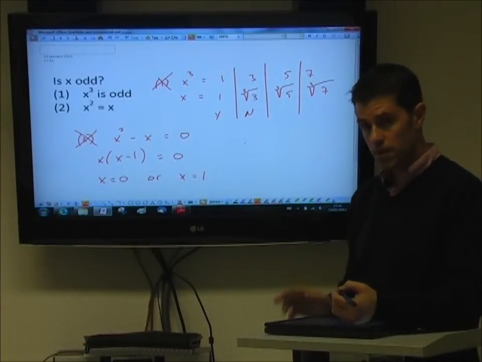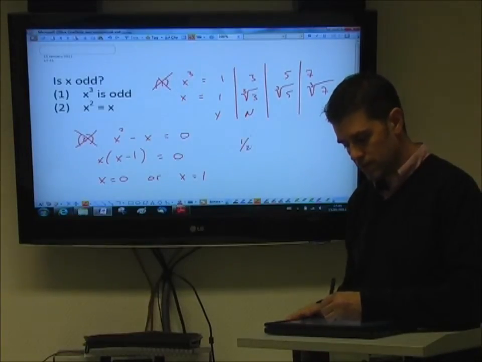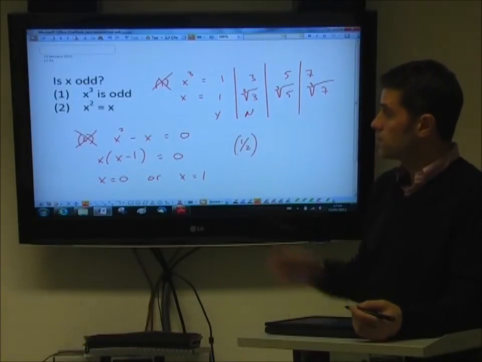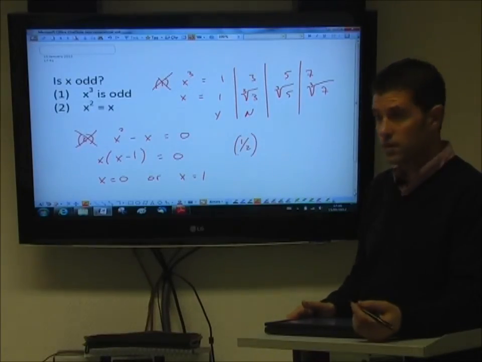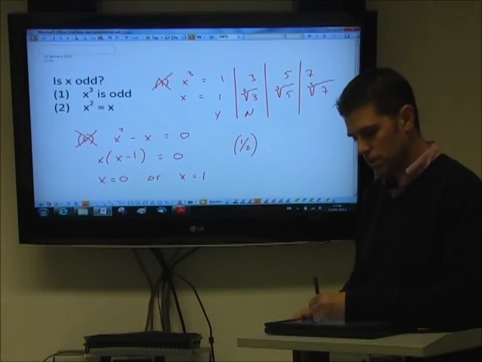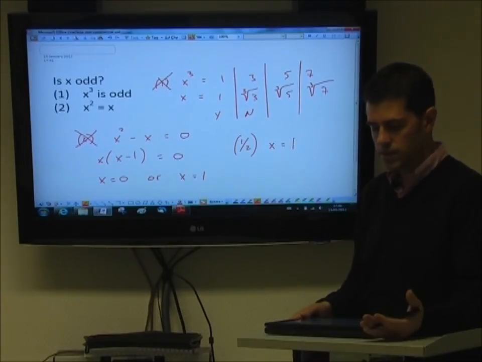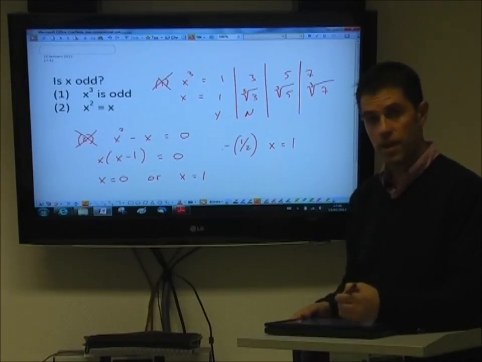Now, when I put both statements together, statement 1 and statement 2, I can see the only thing that works in both statements is when x equals 1. So this would tell you x equals 1 and only 1. So therefore, is x odd? Definitely. So the answer would be C.